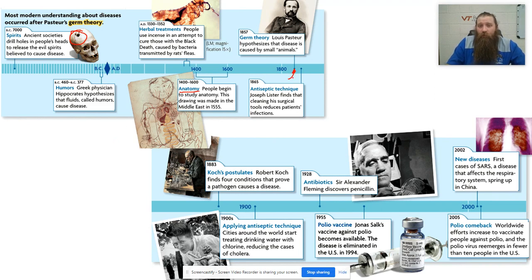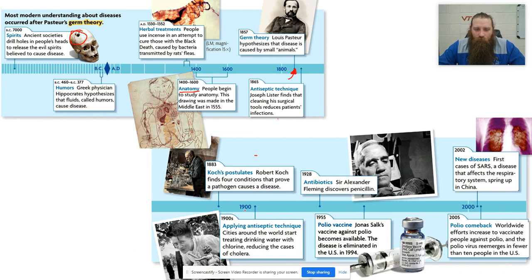After 1857, when we go, oh, it's these microorganisms that are causing disease, now stuff starts to happen, right? So Joseph Lister comes up with the idea that if you clean your surgical tools, patients won't get infections, right? So before you cut somebody open, you should probably wash your scalpel. Robert Koch came up with those 4 conditions that prove a pathogen causes disease.